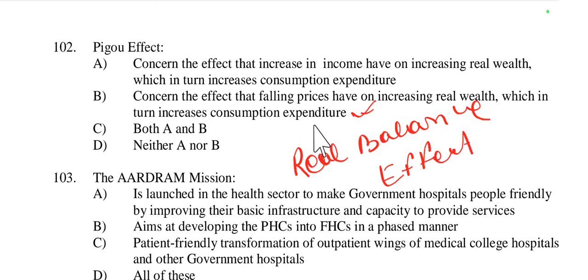In this effect, what happens? Pigou effect concerns the effect that falling prices have on increasing real wealth. So when the price of goods falls, the real wealth of a person increases, which in turn increases consumption expenditure. So when the price of goods falls, consumption expenditure increases. This is called as Pigou effect. So here option number B is the right option.